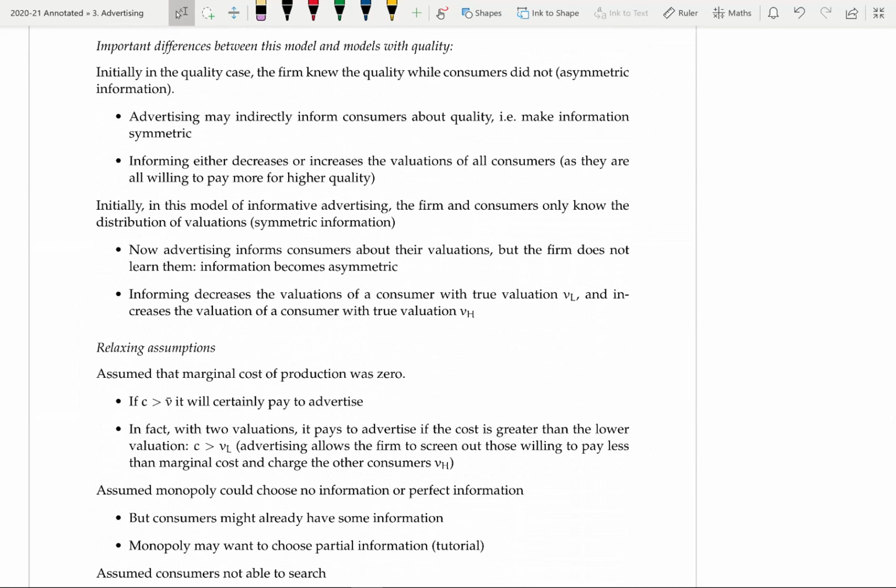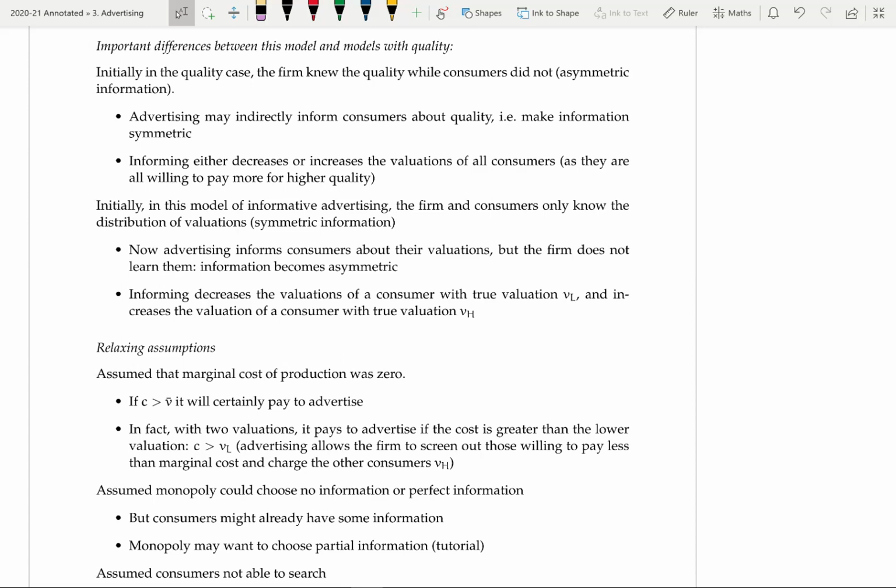So in the quality case, for example in the burning money model, the firm knew the quality while consumers did not know the quality. So there was asymmetric information initially where the firm knew more. In the case of quality, advertising may indirectly inform consumers about quality, and that makes information symmetric, because after consumers are informed, if they all have the same willingness to pay, then the consumers know their willingness to pay and the firm knows their willingness to pay.